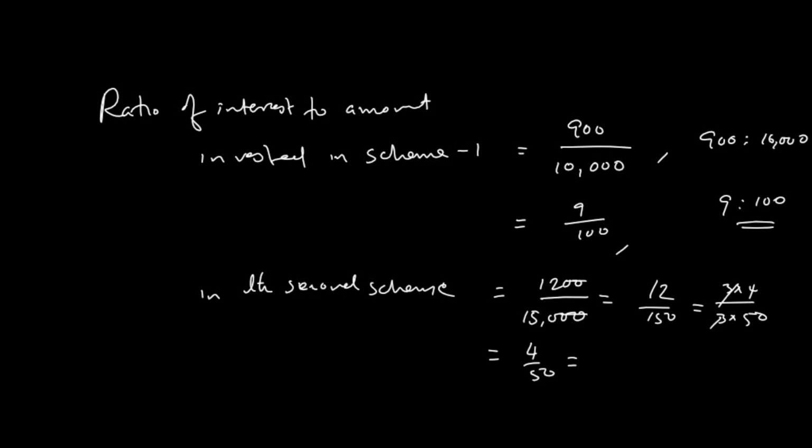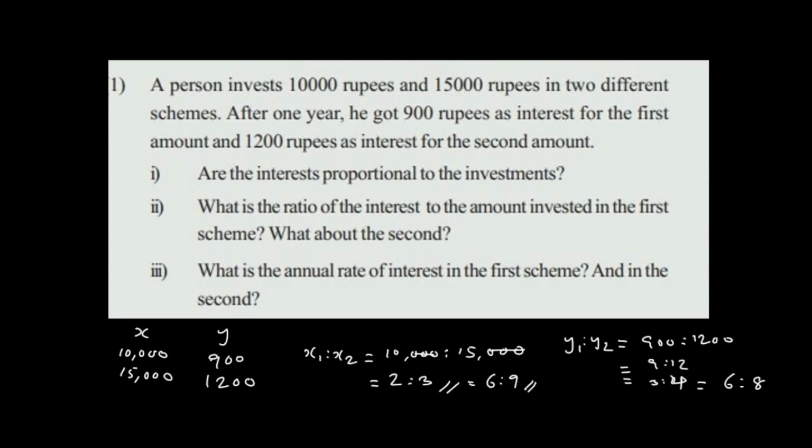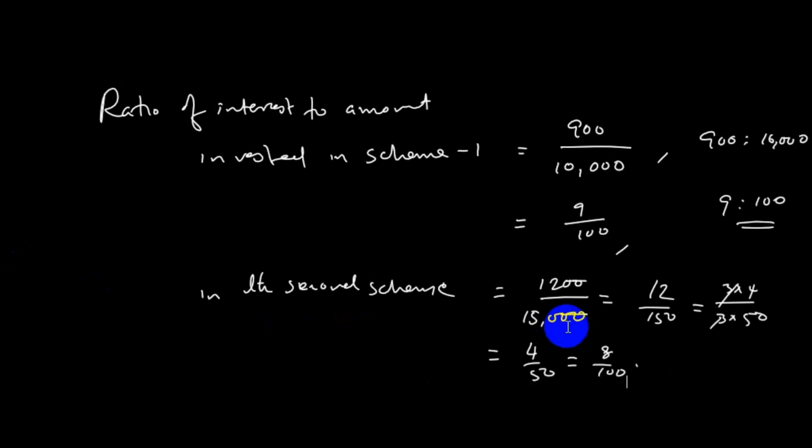4/50 can be written as 8/100. Okay, better to write it in this way because the third question asks us to find out the interest rate in both the schemes. And so 8/100 or 8 is to 100. Now, what does the third question ask us? See the third question. Now we have written the answer for the second question. The third question asks us what is the annual rate of interest in the first scheme and in the second. And so this one gives the answer to that one also.